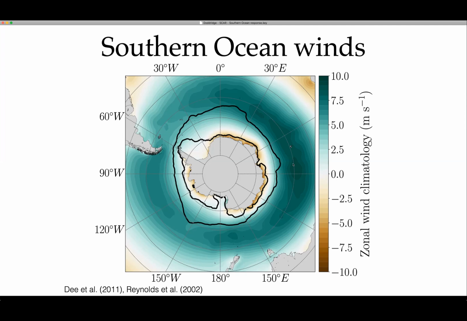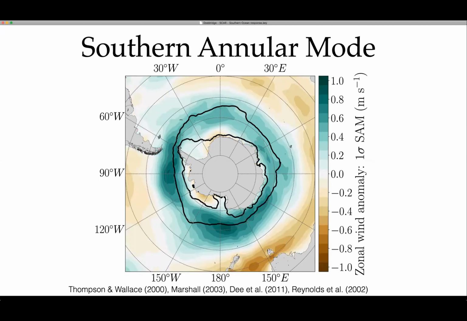And then if we look at the main mode of variability for these winds, which is the southern annular mode, you'll see that we end up with a strengthening of these westerly winds in that seasonal ice zone. So if we wanted to think about how we could affect the seasonal ice, the growth of ice, the changes in the southern annular mode winds seem like a great candidate because they're blowing in this region where we're growing and melting sea ice every year.